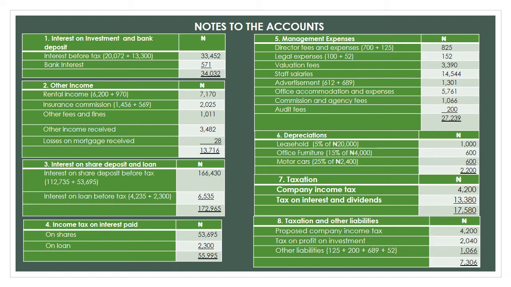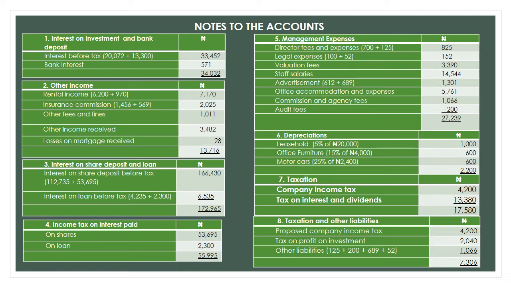Other fees and fines, directly from the trial balance, you have 1,011 naira. Other income received, you have 3,482. The losses on mortgage received, 28.